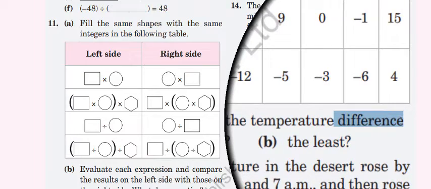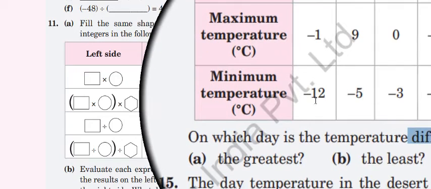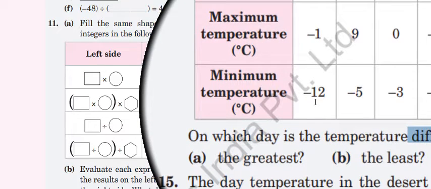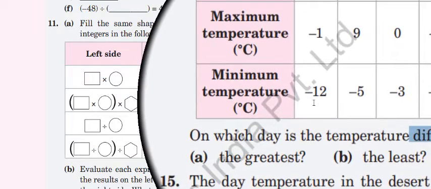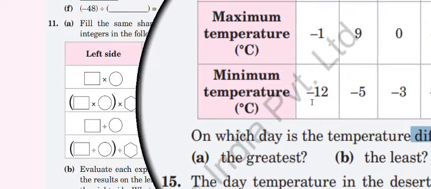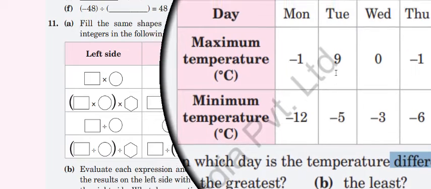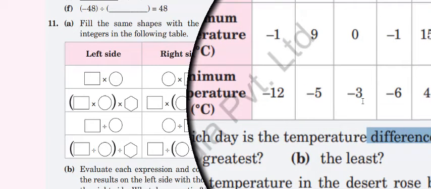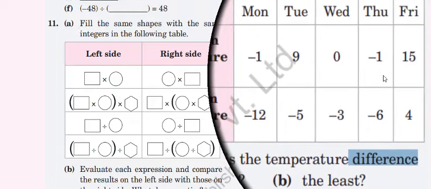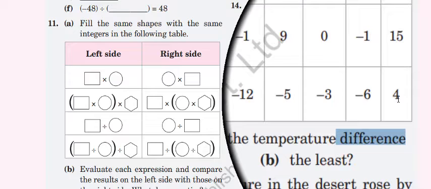In the case of difference, always the smaller number is subtracted from the bigger number. Here minus 1 is the bigger number and minus 12 is the smaller number. So we have to subtract minus 1 minus, in the bracket, minus 12. So these two minuses will become positive, and my result will be 12 minus 1, which is equal to 11. Same thing here, 9 minus minus 5. So the result will be 9 plus 5, which is equal to 14. Here 0 plus 3. Here minus 1 plus 6, so the result will be 5. And 15 minus 4 comes out to be 11.